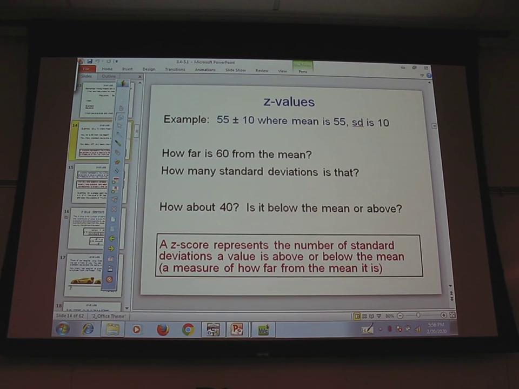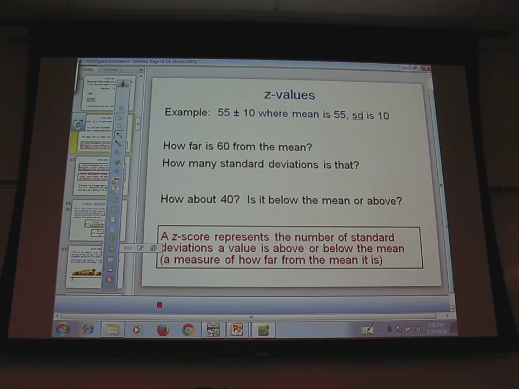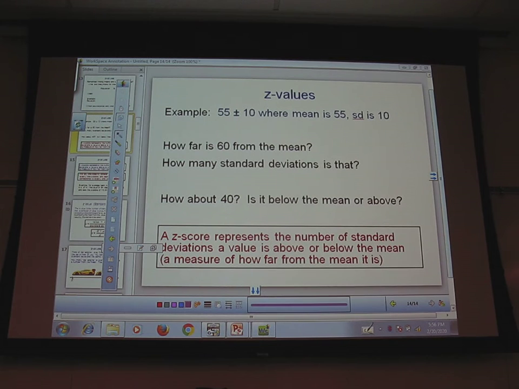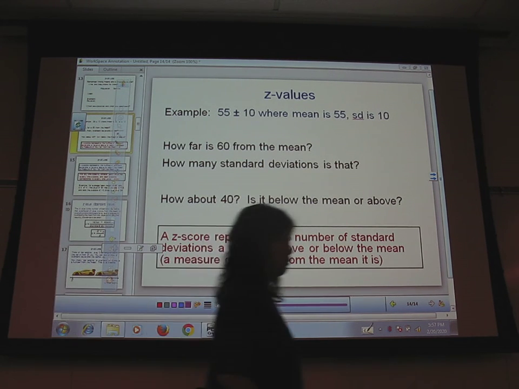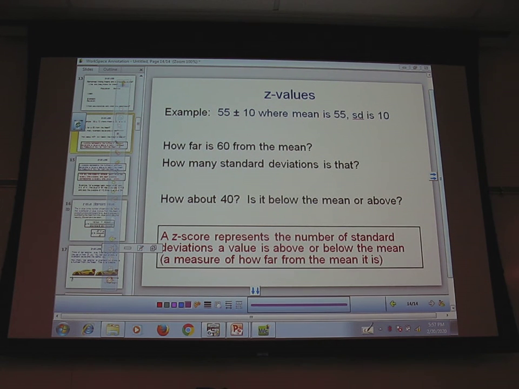So we needed those to refresh your mind before we get to z values. So again, remember a z-score. How do we find a z-score? First you have your mean. Figure out how far from the mean you are. You take that difference. If it's above the mean, it should be positive. If it's below the mean, it should be negative. You take that difference and then you divide by a standard deviation to figure out how many standard deviations that is. Because a z-score represents the number of standard deviations a value is above or below the mean.